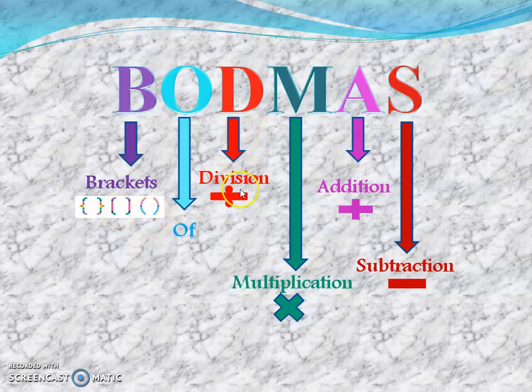After that, we should divide. Then we go for multiplication, then addition, then finally subtraction. Remember students, we cannot add or multiply at first or subtract at first. We always should go with a sequence, that is brackets, division, multiplication, addition, and finally subtraction.